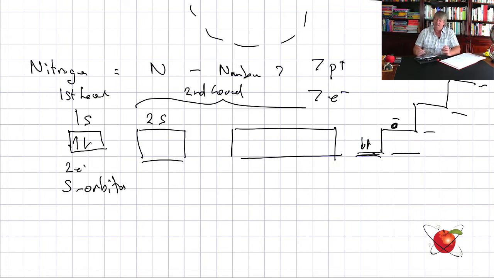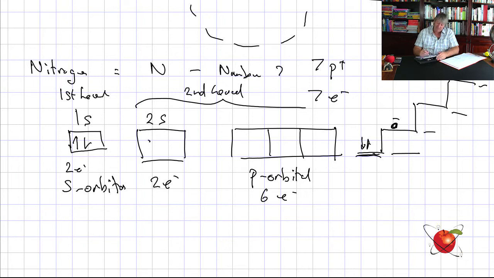This one is now on the second floor, but slightly away from the first ones. Still on the second floor, but it can't occupy that space, so it has to occupy what we call the p orbital over here. And the p orbital, because it's slightly bigger, can take 6 electrons, while the s orbital can take 2 electrons.